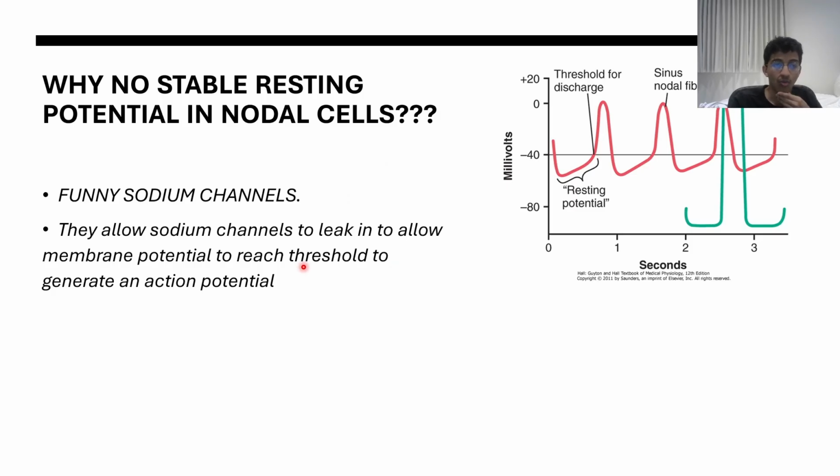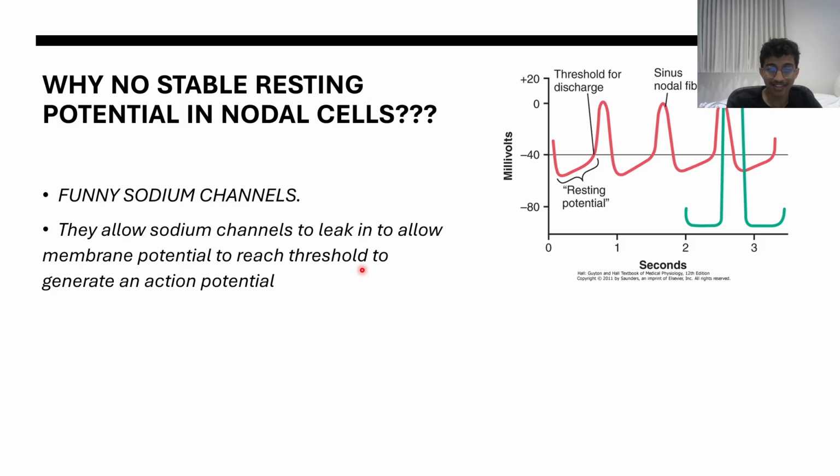Okay, why is there no stable resting potential in nodal cells? You notice that unlike ventricular muscle fibers, nodal cells don't have a constant resting potential. It's always moving up. And the reason for that is funny sodium channels. Funny sodium channels allow sodium to constantly move into the cell, and this allows it to reach threshold to generate an action potential.